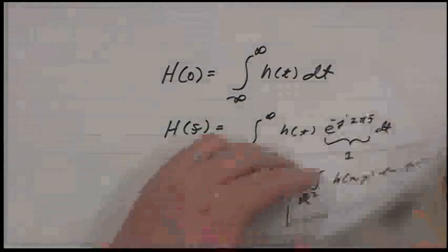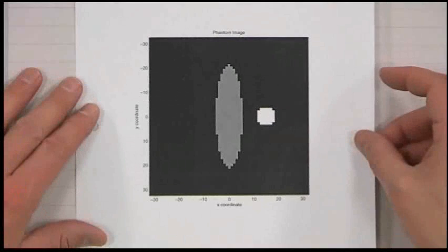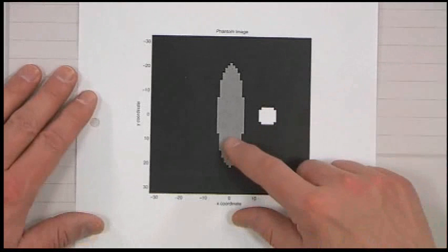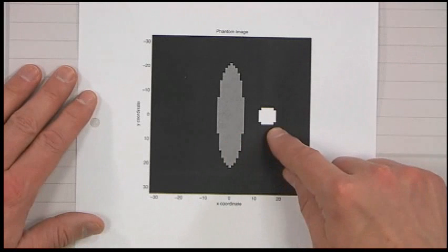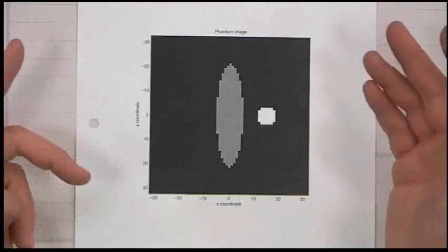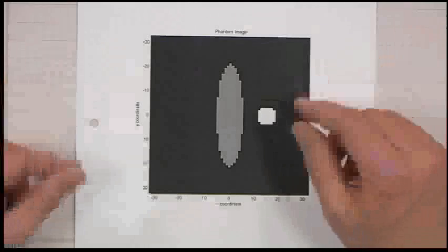Okay, so now let's look at this. I have an example which you can look at. Actually, you can run the MATLAB code. So that's an object. It's actually two objects. Each object has a different density because this is a different color than that. The brighter objects are more dense. That's kind of the convention. 0 represents an absorption, a density of 0.